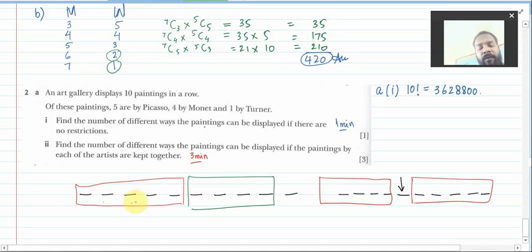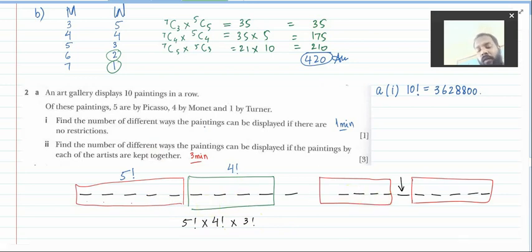Talking about this one, in this box the 5 paintings can be shuffled, right? So it's basically 5 factorial. In this box we have 4 paintings that can be shuffled, so it's basically 4 factorial. And how many possibilities do we have for the order of the groups? It will be 3 factorial, right? So the final answer will be 5 factorial for the Picasso times 4 factorial for Monet, and then 3 factorial for the placement. I have constructed only 2 ways, so there are 3 factorial ways.